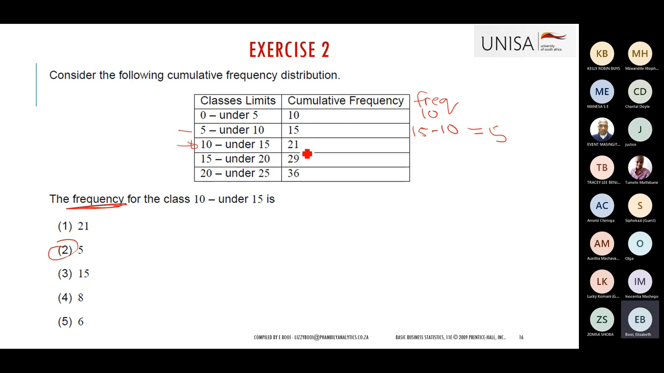For this one, it will be the same. It will be 21 minus 15. So number 5, which is 6, because we know that 6 plus 15 will give us 21, and so forth. So you can calculate the frequency of the whole table as well.